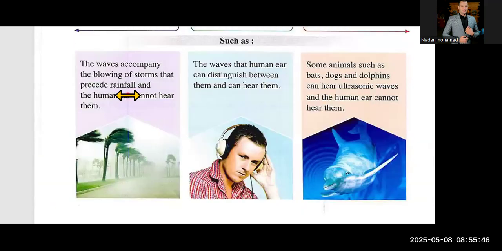The human ear can distinguish between these, but not ultrasonic waves, which animals like bats, dogs, cats, and dolphins can produce.